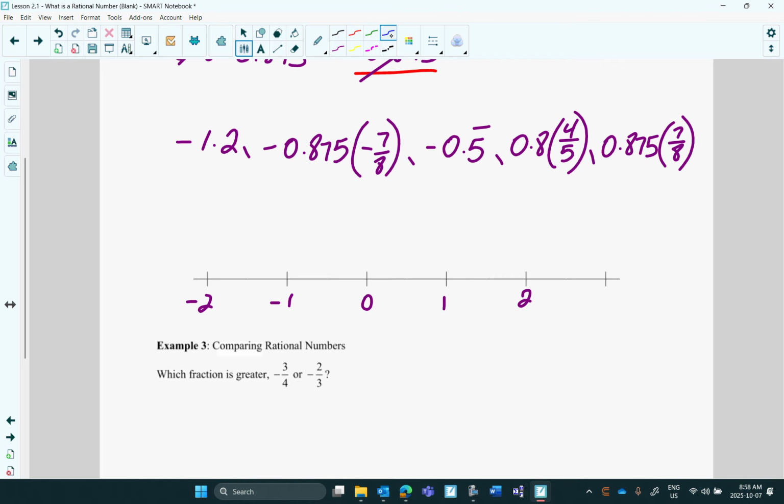Give it a shot. Negative 1.2. Yep. Put the negative in front. Good. Yep. Right about there. Doesn't have to be perfect. Okay, if you put it over here, that's not negative 1.2, but that's good. That's fine.